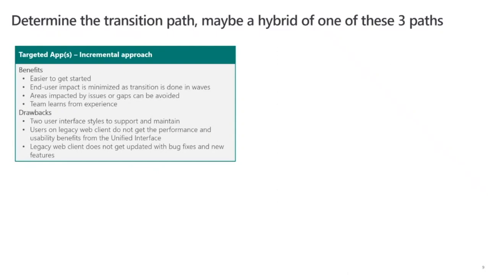If you have any areas that you know are impacted by issues or gaps, you can avoid them to just focus on the processes that are really working well out of the box. And this is a great opportunity to have the team learn from the experience, so that with the first app that you deploy, you get feedback from your users and improve that app before moving on to other apps.